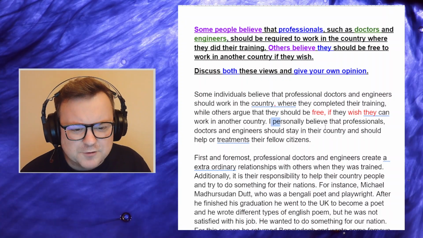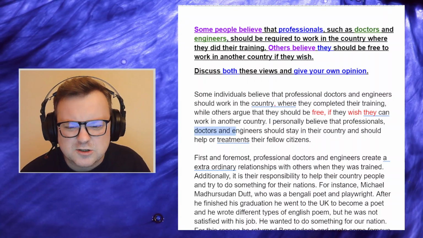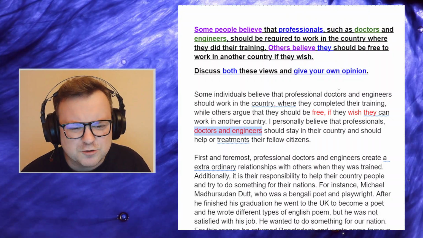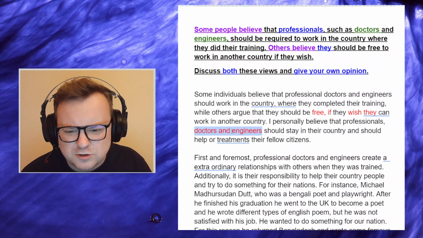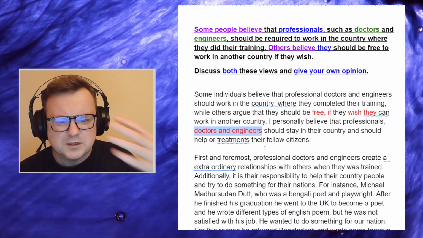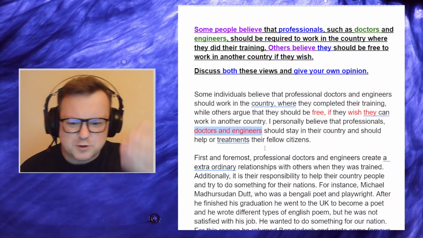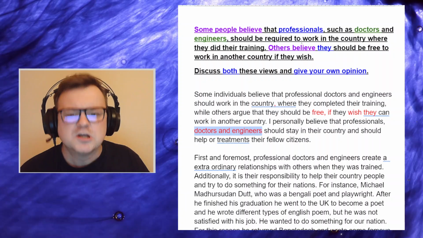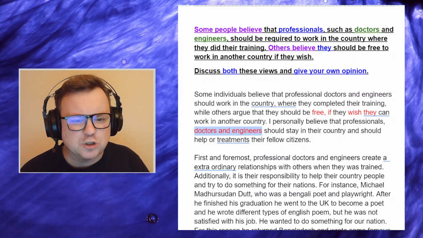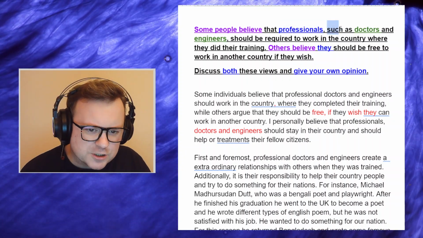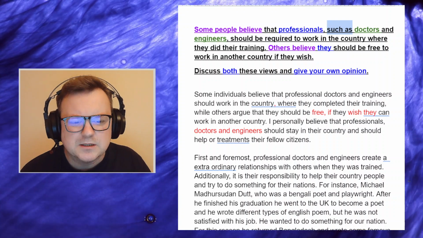I personally believe that professionals, doctors and engineers... Okay, now we're just repeating language. Not very skillfully done, just repeating language. I personally believe that professionals... we want some discourse marker here, or some cohesive device, some signposting language, like "such as doctors and engineers." Because remember, the question doesn't say only doctors and engineers. They just mention that professionals, for example, doctors and engineers.